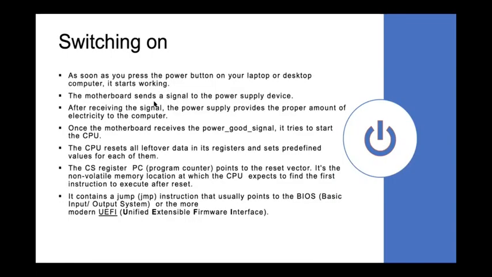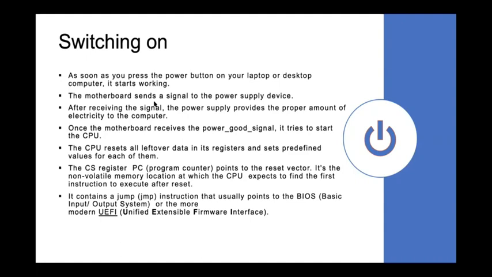What happens when you switch on your computer? As soon as you press the power button on your laptop or desktop computer, it starts working. The motherboard sends a signal to the power supply. After receiving the signal, the power supply provides the proper amount of electricity to the computer. When the computer motherboard receives the power good signal, it tries to start the CPU.